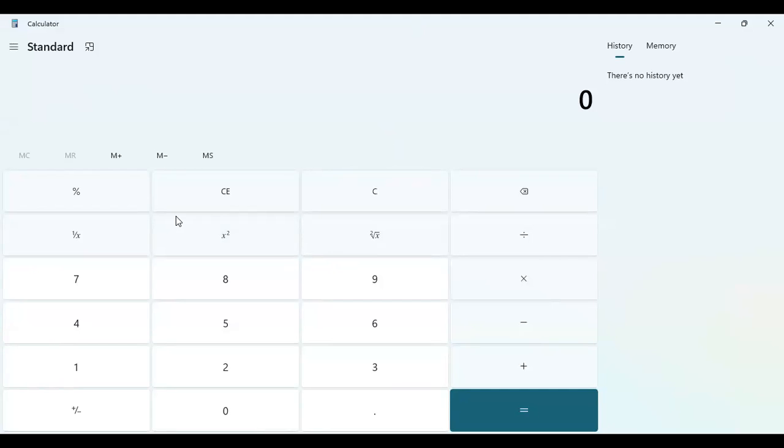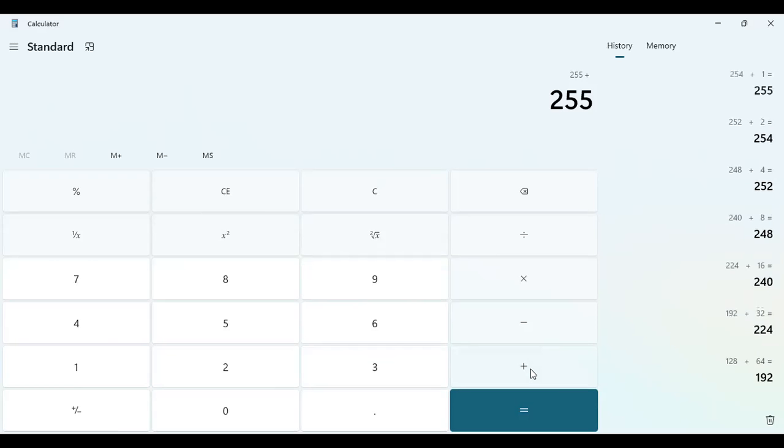I'll calculate. 128 plus 64 plus 64 plus 32 plus 16 plus 8 plus 4 plus 2 plus 1. To check here, let's add 128, 64, 32, 16, 8, 4, 2, 1.